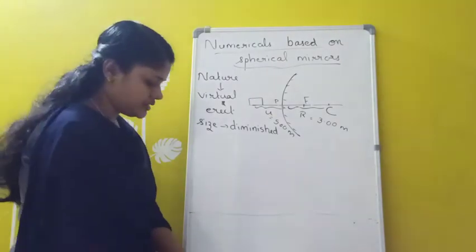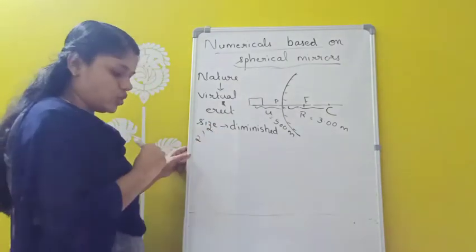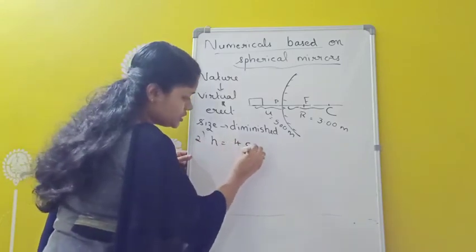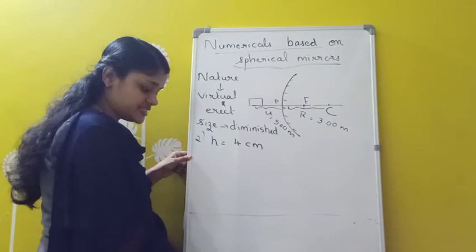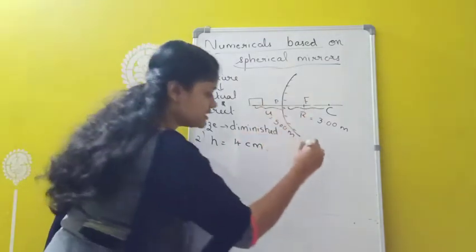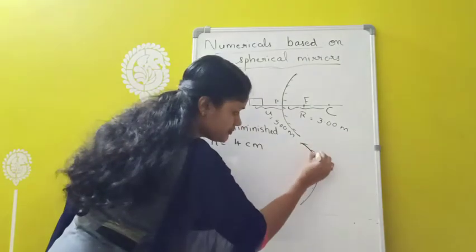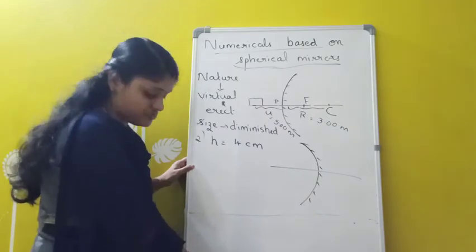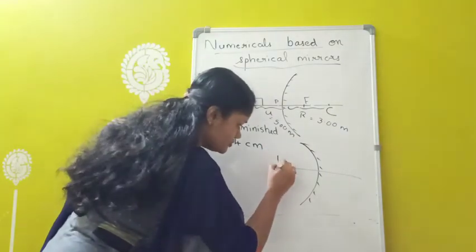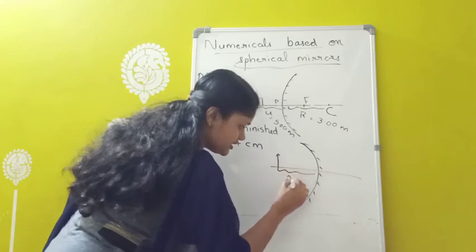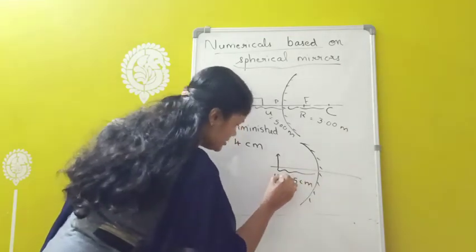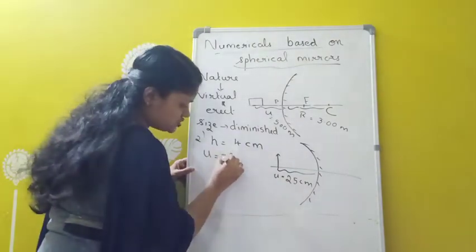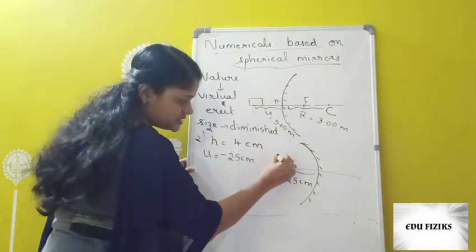Then second one, an object 4 centimeter in height. So height of the object is given as 4 centimeter. 4 centimeter height is placed at 25 centimeter in front of a concave mirror. So here we are taking a concave mirror, and this object is placed at a distance of 25 centimeter in front of the mirror. So suppose somewhere here is the object, and this much is 25 centimeter. This is u. That means u is given here. u equals, u is always minus according to sign convention. So minus 25 centimeter.